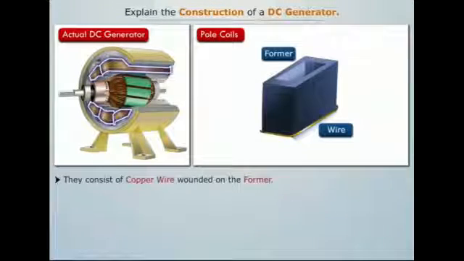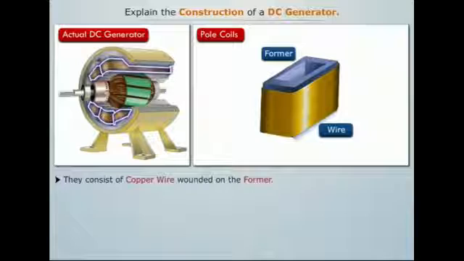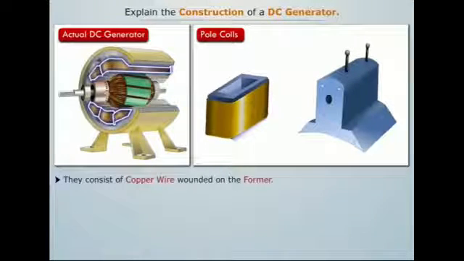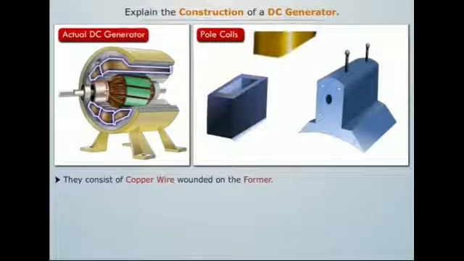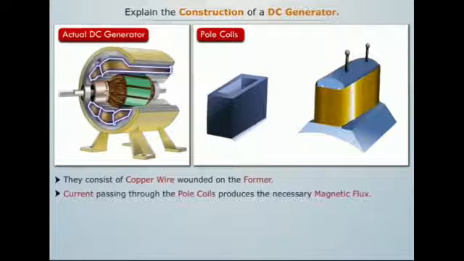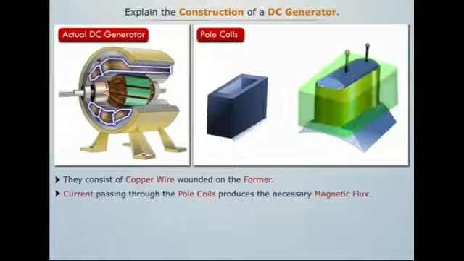Field coil. It consists of copper wire wound around a former, just like a former wound coil. The former wound field coils are placed on the pole core. When current passes through the field winding, it produces magnetic flux, that is, it acts as an electromagnet.